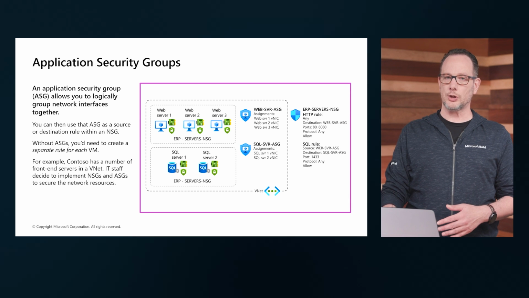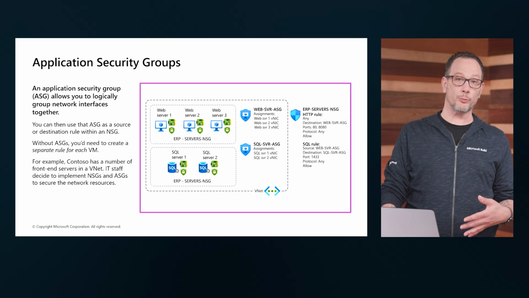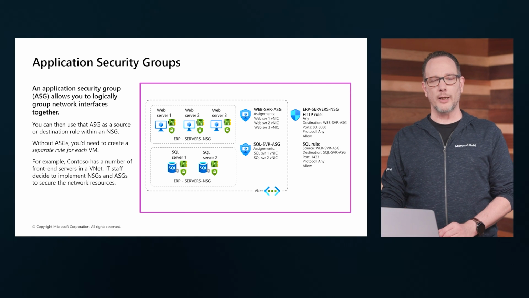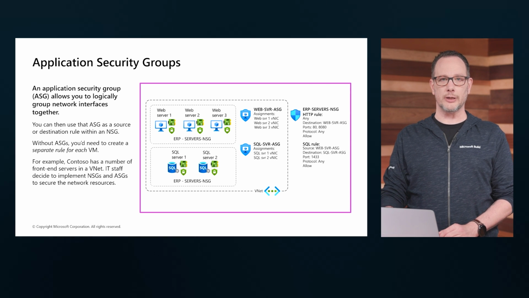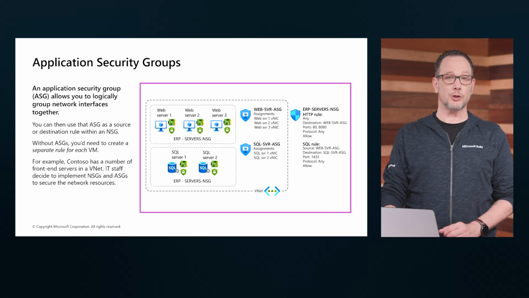NSGs are really touching on the rule base, like what kind of traffic am I allowing or blocking, or what kind of traffic can go in and out. Where ASGs allow you to group settings of those NSGs, assigning virtual machines to a category of rules.